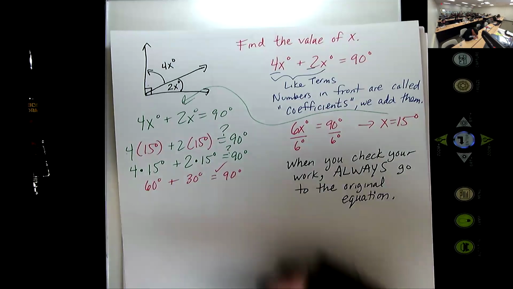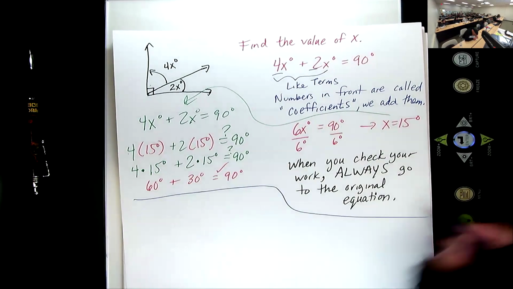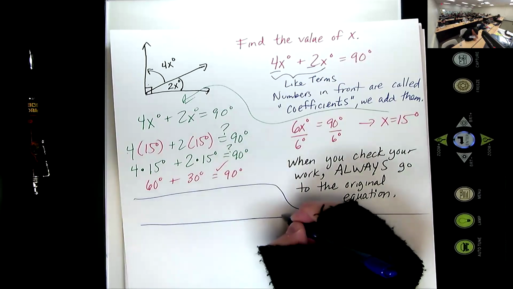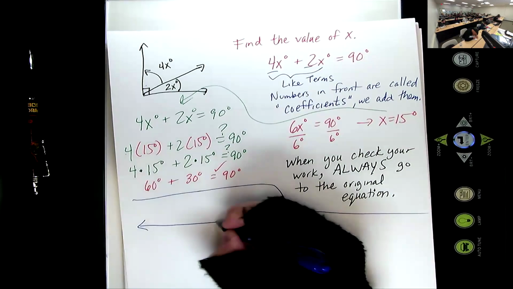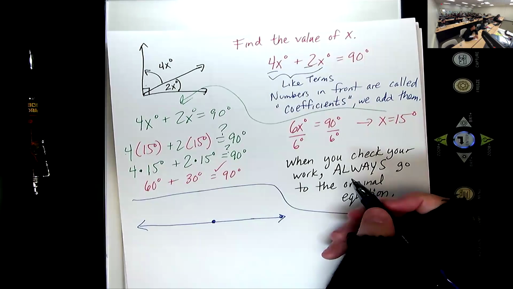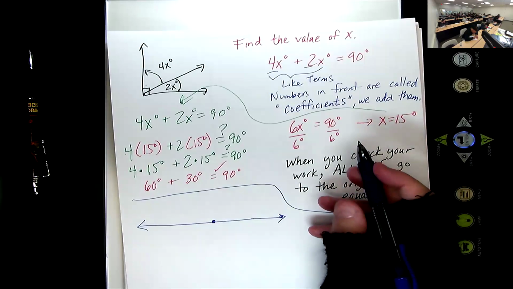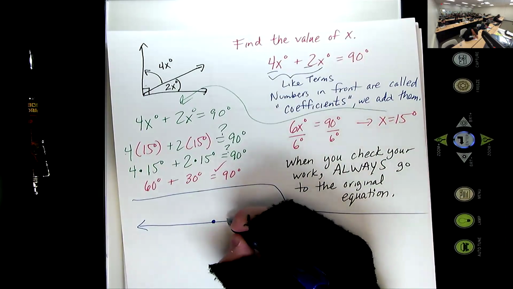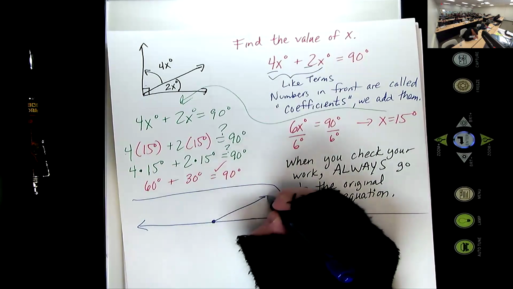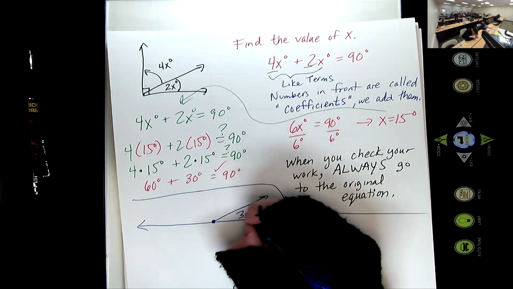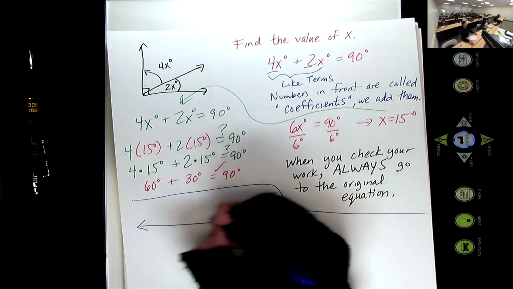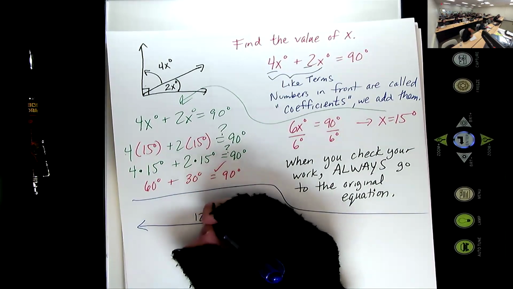Alright, what about, I don't know, let's go with, I'm gonna use y this time, 3y, and let's do 12y.